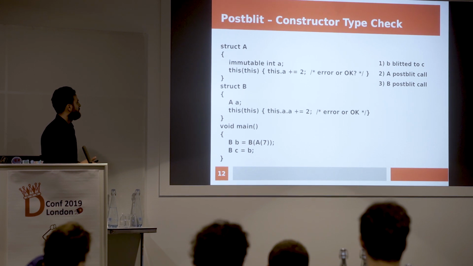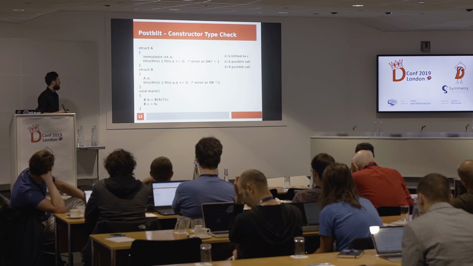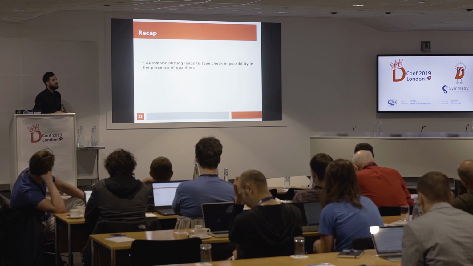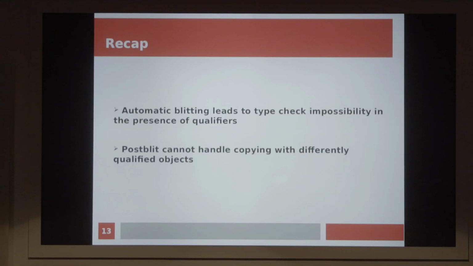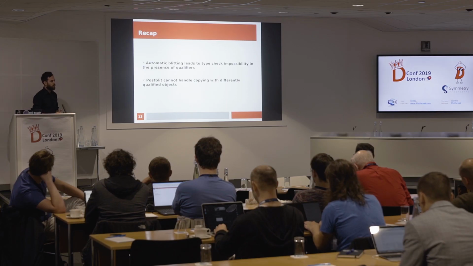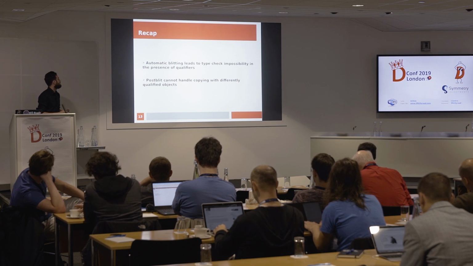Okay, so this is kind of the brick wall that we've hit. We don't have a solution to this. We don't know how to do it. So we've seen that automatic blitting leads to type check impossibility in the presence of qualifiers. And also, the post-blit still cannot handle copying with differently qualified objects. We took this into account, and the reasonable thing to do was just to drop the post-blit.